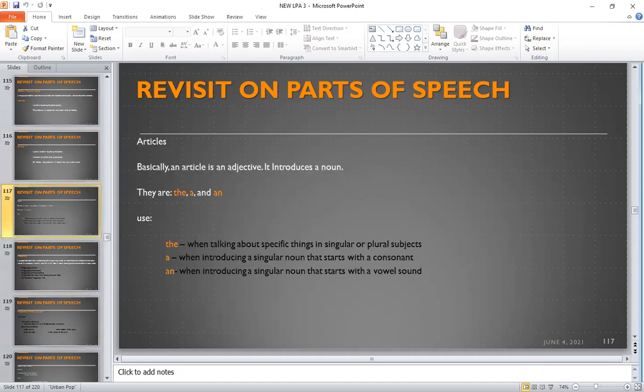Then you have your articles. Basically, an article is an adjective. It introduces a noun. They are the, a, and an. Use the when talking about specific things in singular or plural subject.